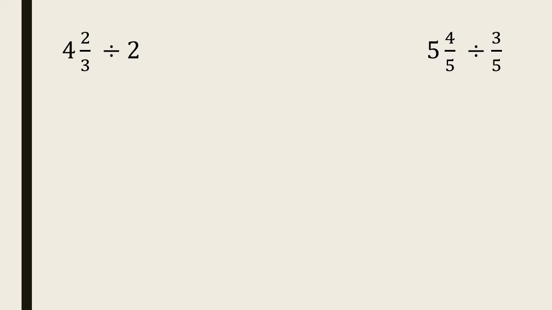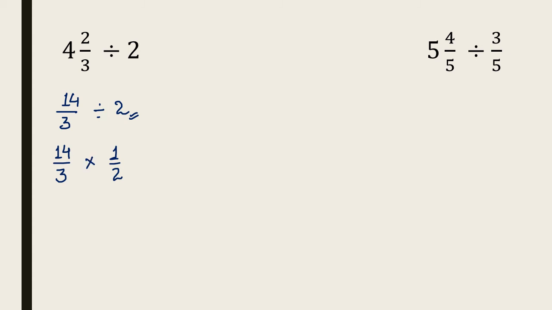Next question is 4 whole 2 upon 3 divided by 2. Here firstly we will convert this mixed fraction into improper fraction. 3 into 4, 12. 12 plus 2, 14. 14 upon 3 divided by 2. Now we have to find the reciprocal of this 2. So 14 upon 3 and reciprocal of 2 is 1 upon 2. Put multiplication sign in between.